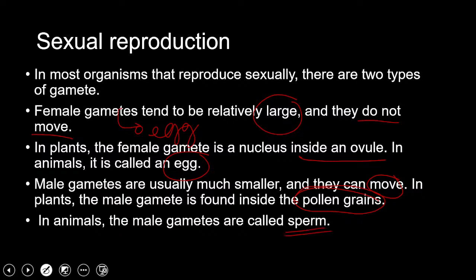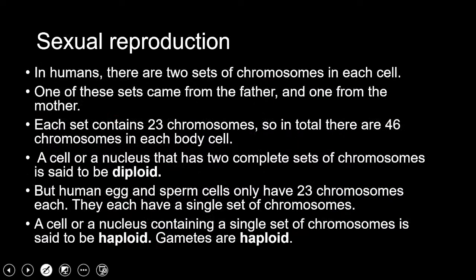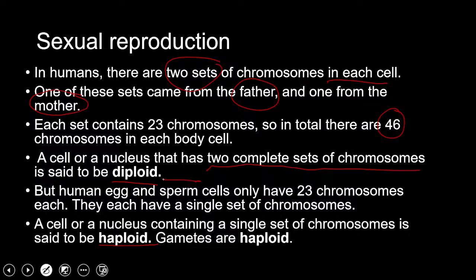So in humans, this is where the diploid and haploid comes in. In humans, there are two sets of chromosomes in each cell. One of these sets comes from the father and one from the mother. Each set contains 23 chromosomes, so there are 46 in total. A cell or a nucleus that contains two complete sets of chromosomes is called diploid, as I said. But human egg and sperm cells only have 23 chromosomes.